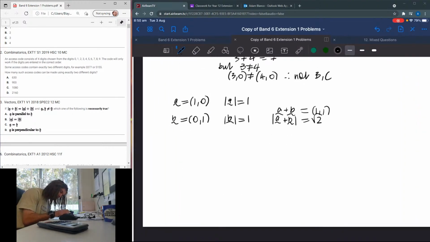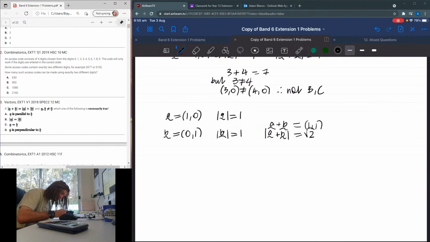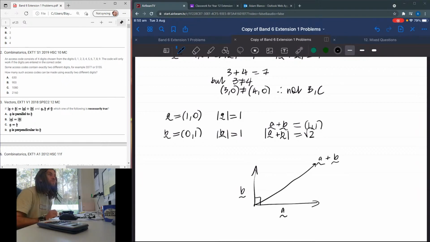I guess maybe I could draw it, so pretend that's a vector, that's a vector. They're perpendicular. That's A, that's B, because A plus B is going to be out here. 2 does not equal the square root of 2, yeah. I like how you write that. Equals, that's so cool.